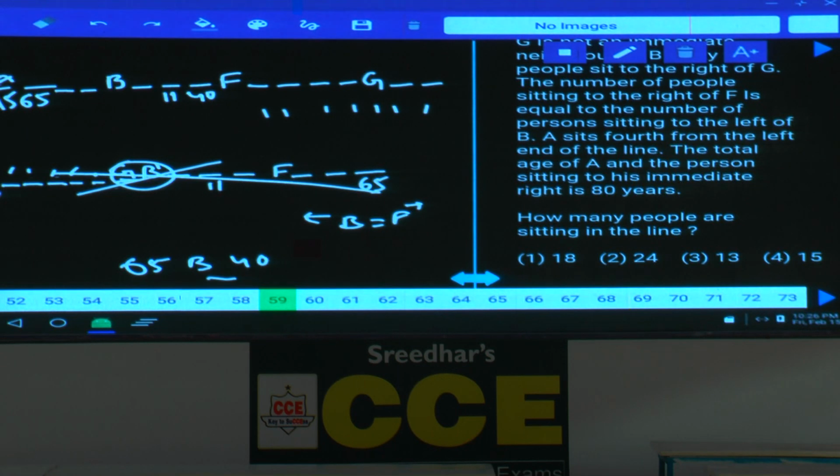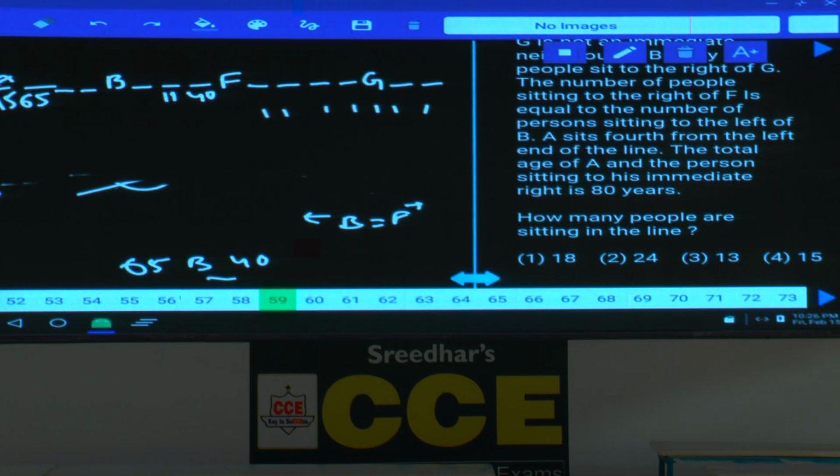Clear? Now tell me how many persons are there in total? Now the first question is about how many people are sitting in the line. Yes, tell me the total number of persons in this row. Yes, count the total number of persons. 19, isn't it? 1, 2, 3, 4, 5, 6, 7, 8, 9, 10, 11, 12, 13, 14, 15, 16, 17, 18, 19. Hence in total we have 19.